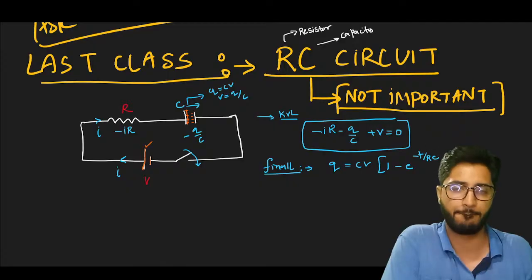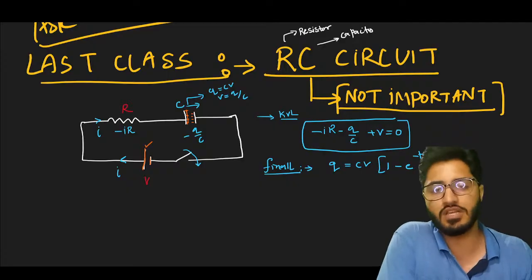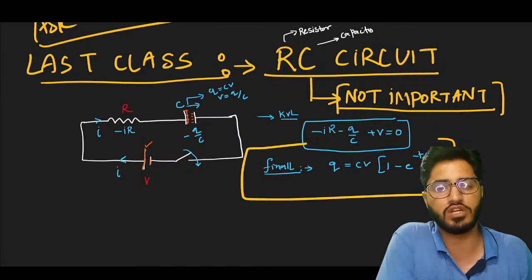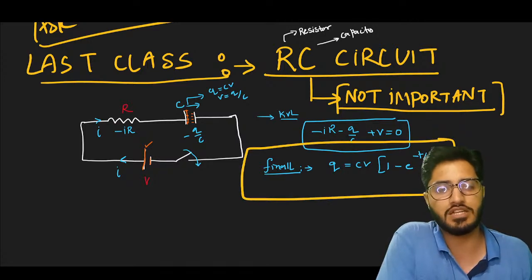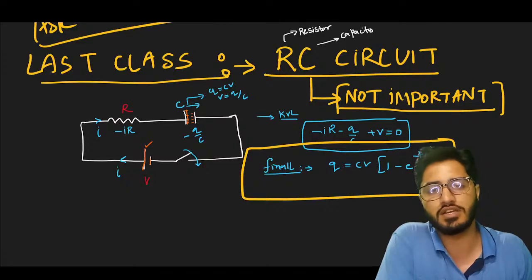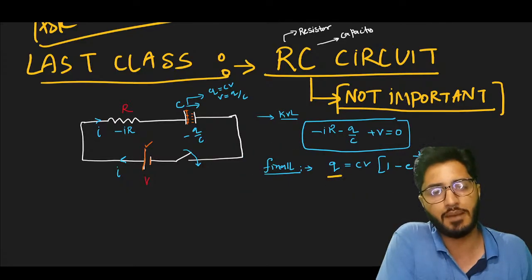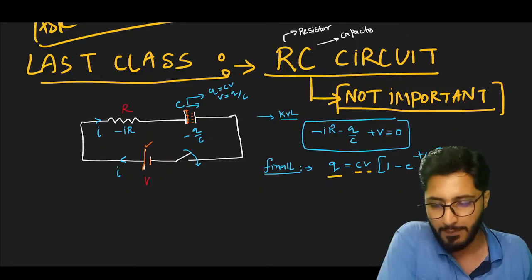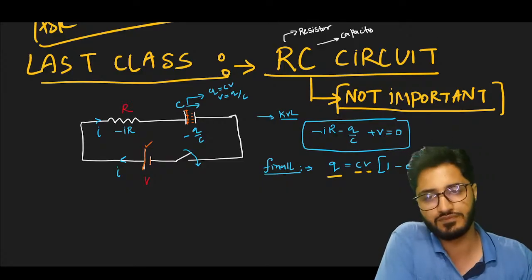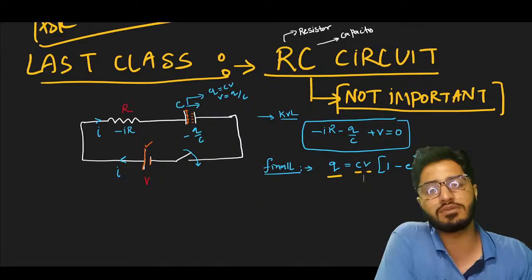So the expression that you need to remember, this is the final expression. My charge Q will be equal to capacitance C, voltage V, 1 minus exponential of minus T by RC. Now you will get some numericals based on this particular equation.